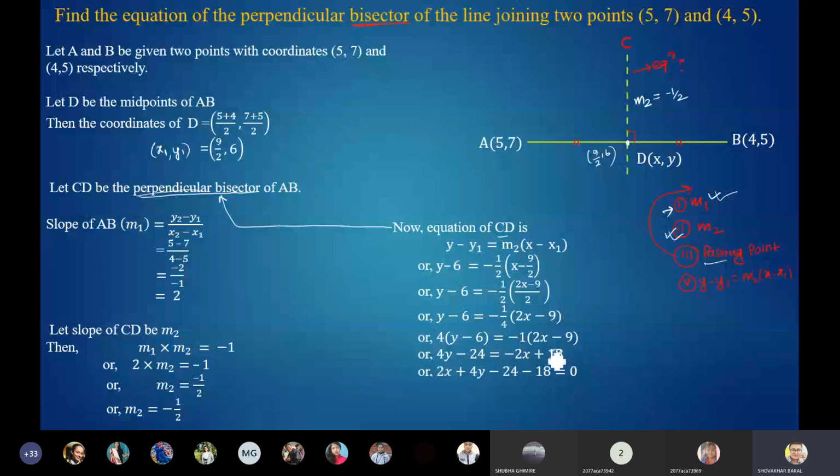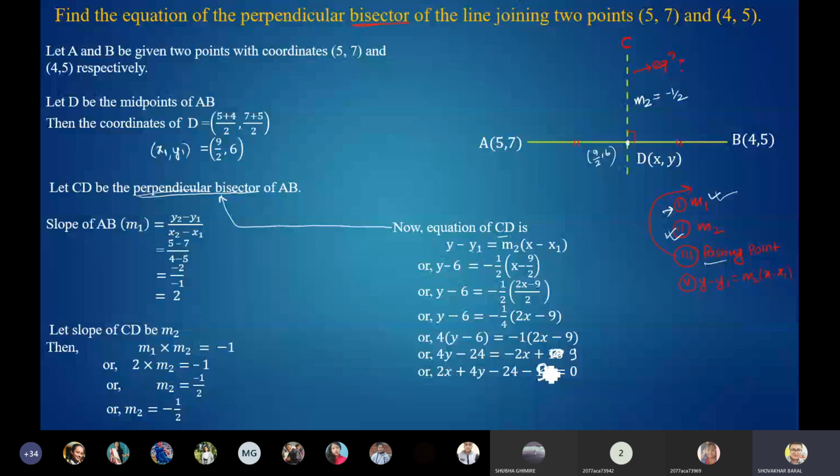Is it 18? I think it will be plus 9. Please correct it. Okay, plus 9. So 4y minus 24 is here, minus 2x plus 9, and please correct it. Okay, I'm sorry for the mistake here. Minus 9 equals 0. 2x plus 4y minus 24 minus 9 is minus 33.